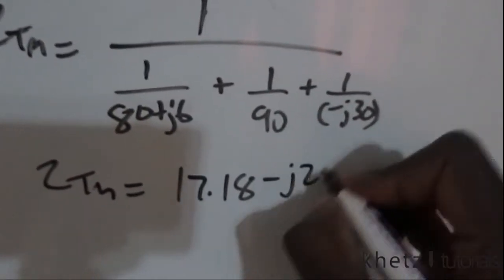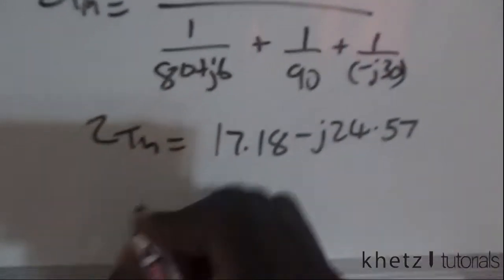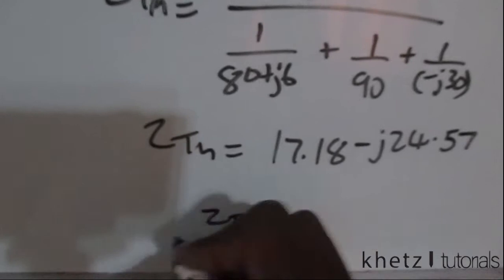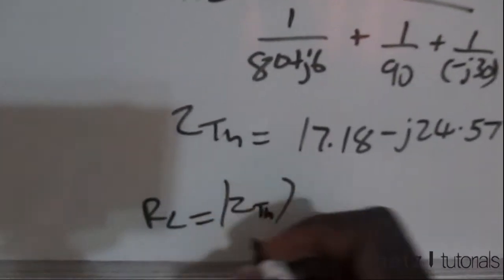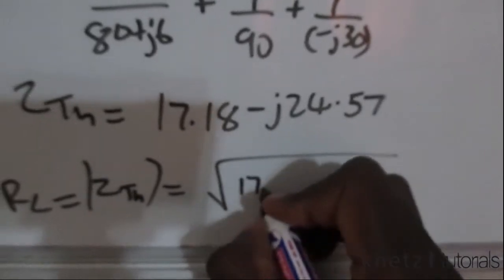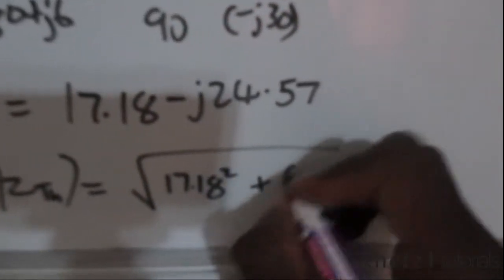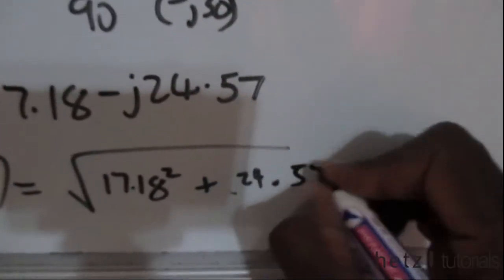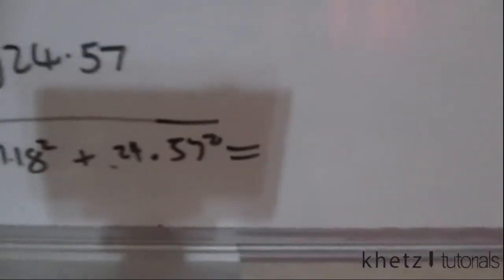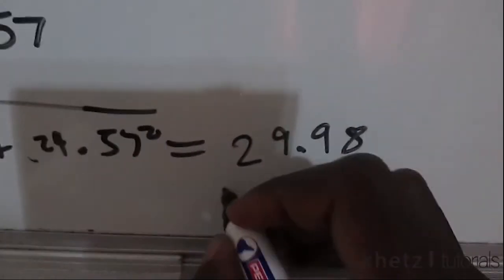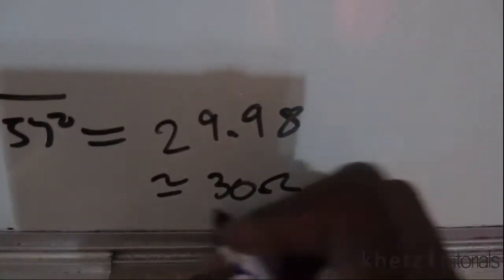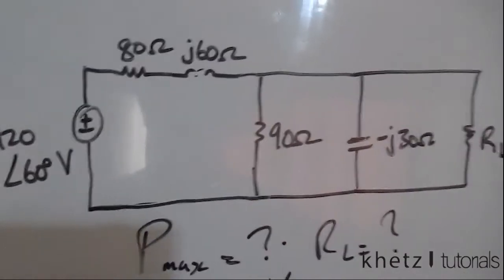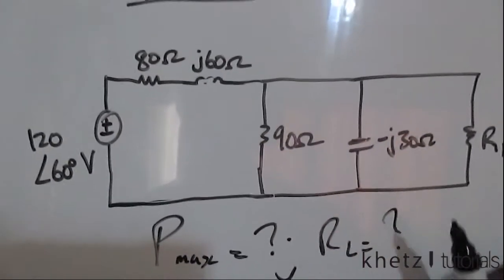Now putting this into your calculator should give you a ZTH of 17.18 minus j24.57. Now finding the magnitude of this, which is going to be the value of our RL, is the same as saying 17.18 squared plus 24.57 squared. So the magnitude of that, or the value of our RL, is expected to be 29.98, which is approximately equal to the 30 ohms written in the textbook, right? So that's one part of the question, which was the value of RL for maximum average power.